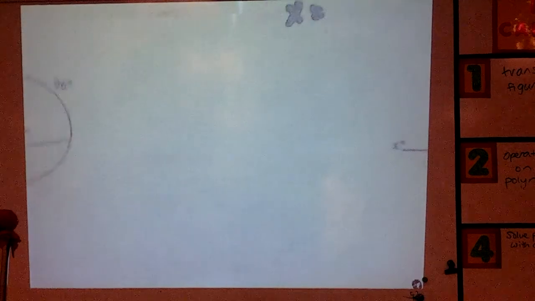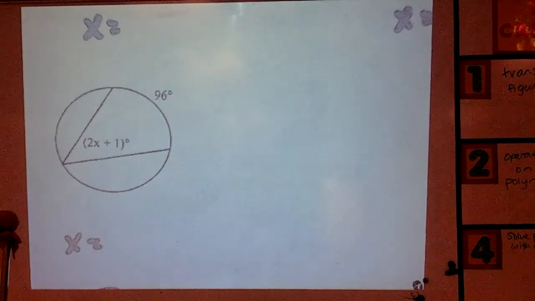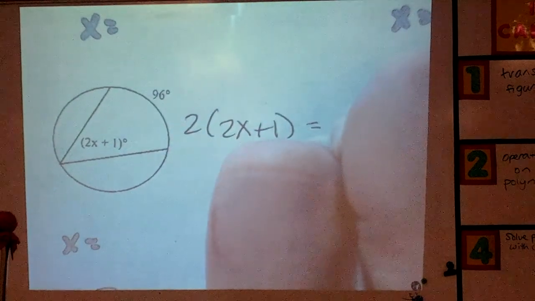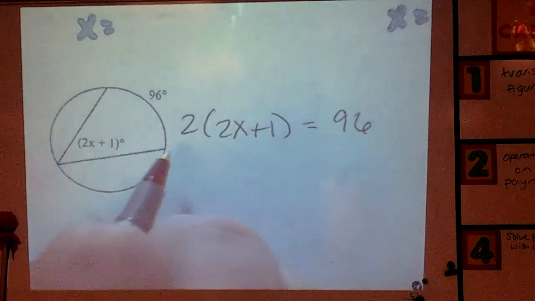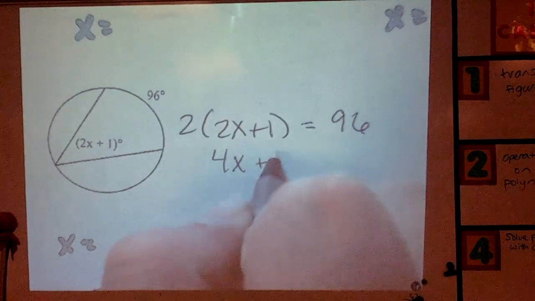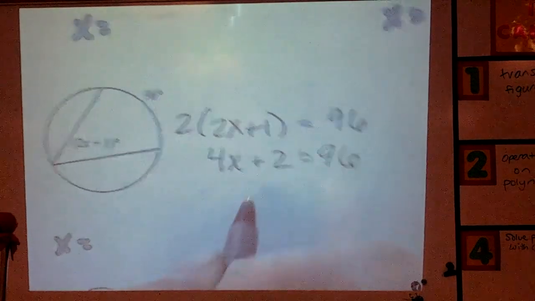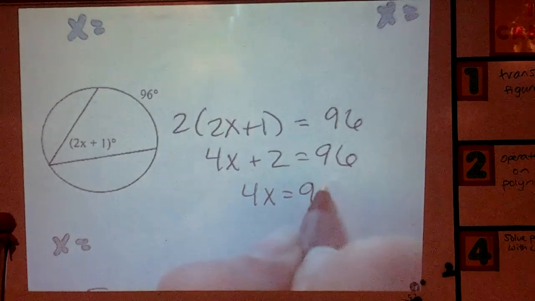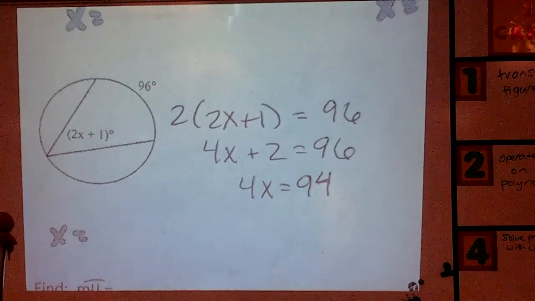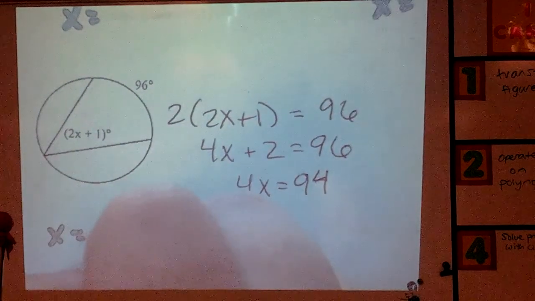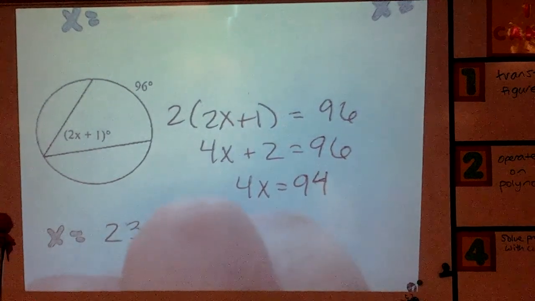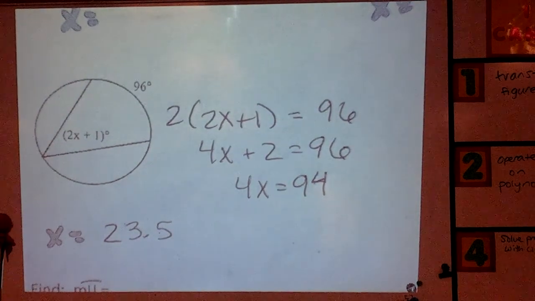Time for my last couple problems. Once again, we're going back to twice my angle equals my intercepted arc. So 2 times 2x plus 1 equals 96. Distribute. Subtract. And divide. Oh no, we're getting a decimal. It's okay. You can get decimals. It's all right.